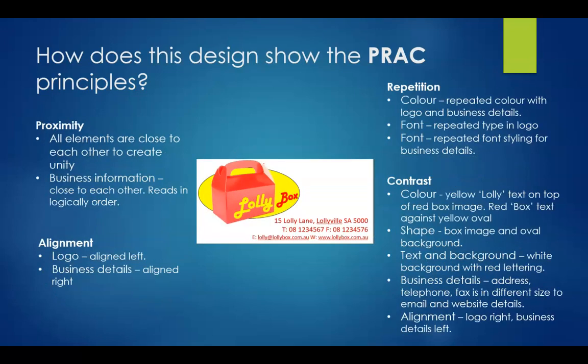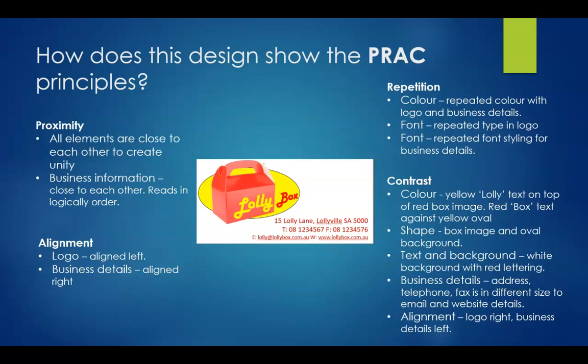So how is it shown in this simple business card? So proximity, all elements are close together to create unity. The business information close to each other reads in a logical order. Repetition, the colors are repeated colors with the logo and business details. Font, repeated type in logo. Font, repeated font styling for business details.